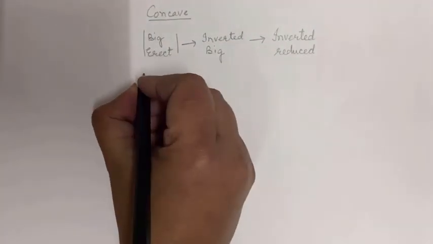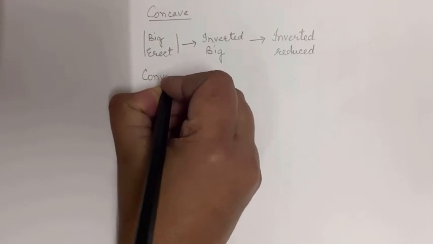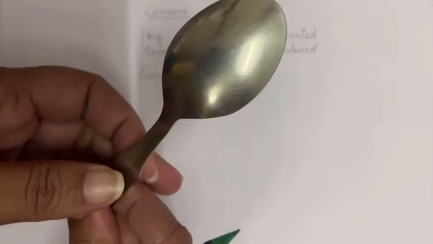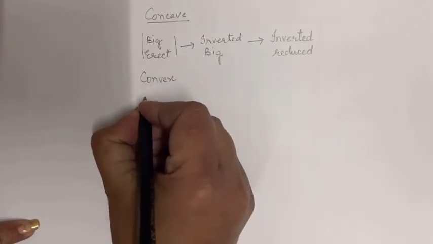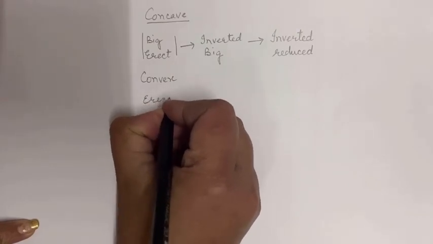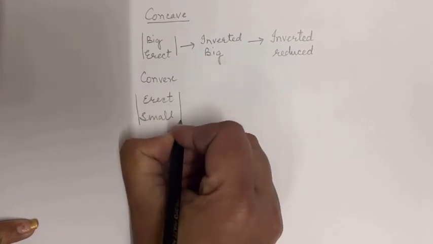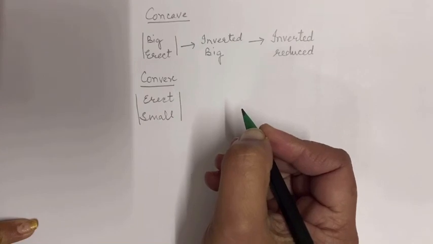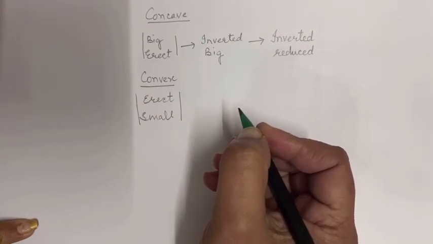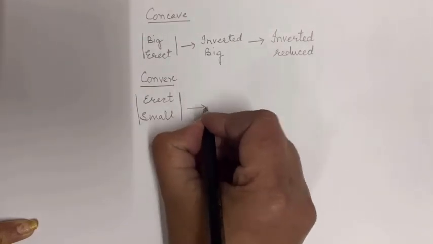Now next, considering the convex side, if I see myself in this, what I will observe is that I will see my image as erect but small in size. This will be the characteristic of the image formed in a convex mirror. It will be erect and small in size. And on increasing the distance, the size of the image will keep on decreasing.